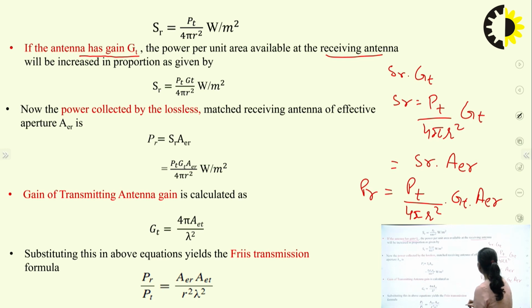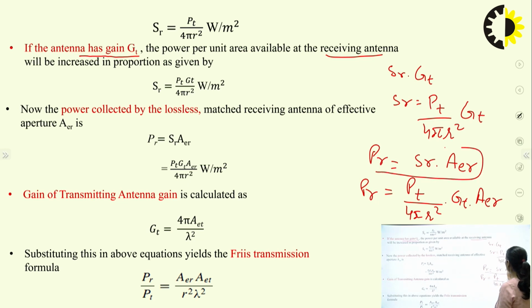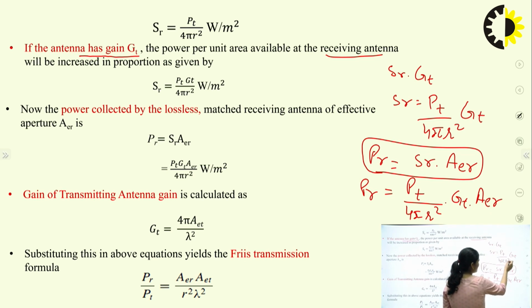Power at the receiver side is equal to SR into AER, that is, PT upon 4 pi R square into GT into the effective aperture at the receiver side. So you will get the received power at the receiver side, that is equal to PT GT AER upon 4 pi R square Weber per meter square.